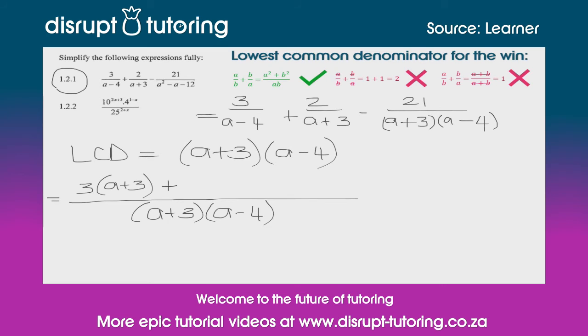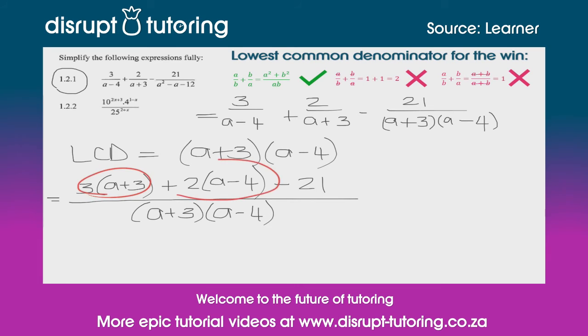Right, next step, let's move on to our next term. It's going to be plus 2. What have we done to this denominator in order to get to our lowest common denominator? Well, we can see we've multiplied it by a minus 4, which means we need to do the same to the top, and that's going to give us a minus 4. Right, and moving on to our last term, we can see that this denominator here is the same as this denominator, which means we haven't done anything to that denominator, so we're just going to leave it as minus 21.